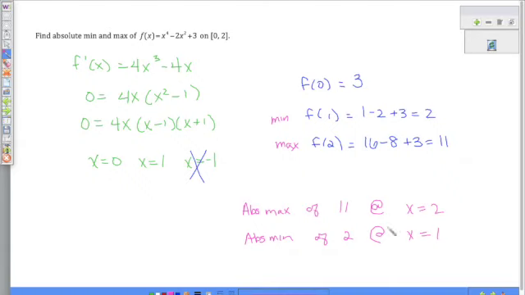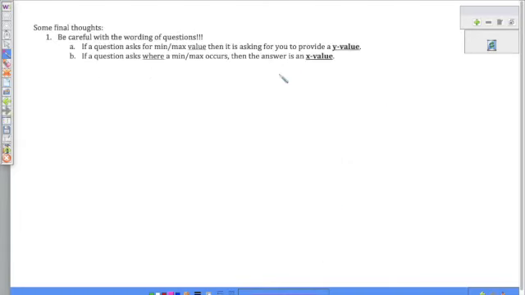As you can see here, I just wrote one thing, some final thoughts, and I already said this to you guys multiple times. Be careful with the wording of the questions. If it asks for a maximum or a minimum value, it's looking for the y value. This comes up in multiple choice sometimes, where it's like, what's the maximum value of this function? And you're like, huh? And then sometimes you just find an x value. No, it's asking for the maximum value, so you actually have to find the function value at that point, which is the y value. If the question asks where the max or min occurs, then we're looking for the x value.